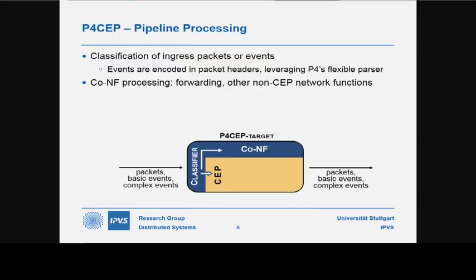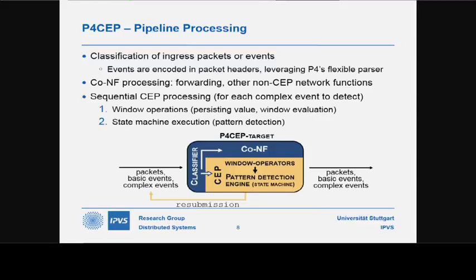If the packet is to be handled by the CEP engine, in case it is a basic event, we process it in a sequential manner in 2 steps. First of all, the window operations are executed. That means that the current value of the basic event is stored in the window, and these aggregation functions are evaluated. And then second, we execute a state machine for pattern detection. We're going to have a look at that now. And in case we detect a complex event, we use the resubmission mechanism to have it forwarded to its final sink.